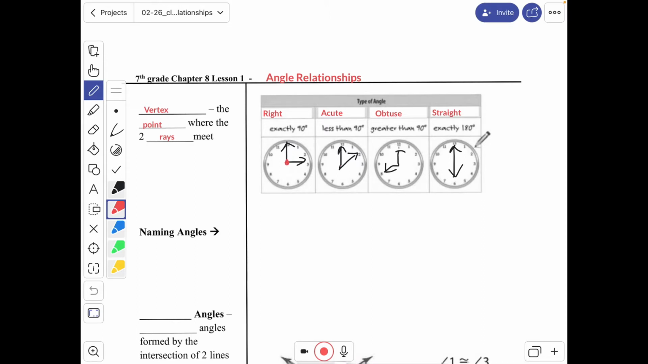And then acute, that's the little one, is less than 90. And then we have the big one. There's the vertex. He's greater than 90. And the straight one makes a straight line that's exactly 180 degrees.